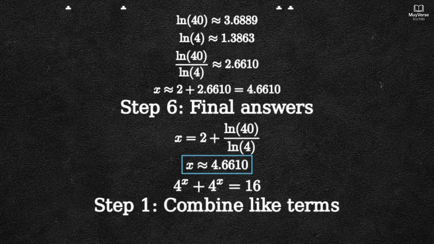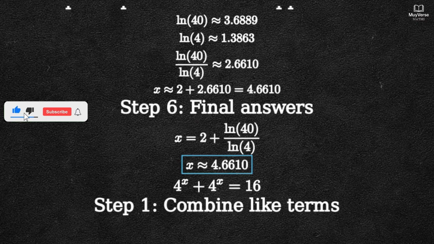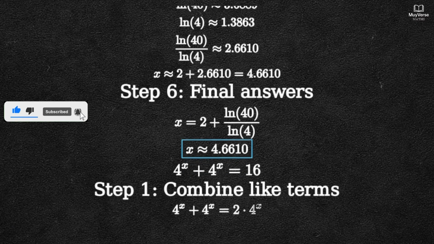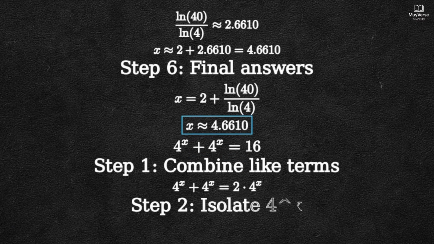Step 3. Rewrite both sides with the same base. 4 equals 2 squared and 8 equals 2 cubed. Substitute. Step 4.